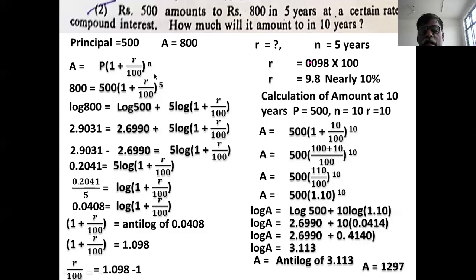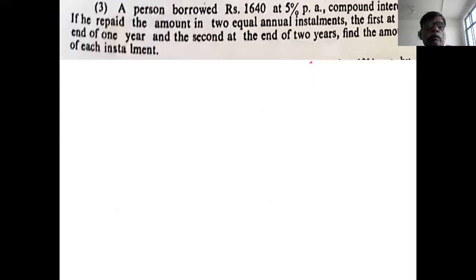In the same way you calculate, take the rate of interest 9.8 instead of 10. You take 9.8% rate and calculate the answer. Your answer will be 1280. My answer is 1297 because I considered the nearest rate. You consider the exact rate 9.8 and apply that. I think you will get the correct answer. Okay, this is the second problem I gave for you people.